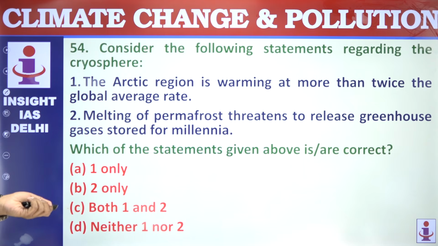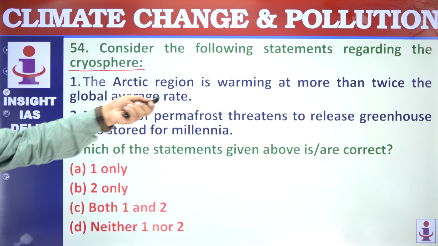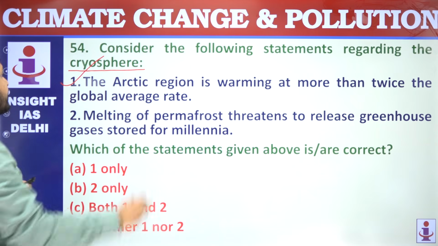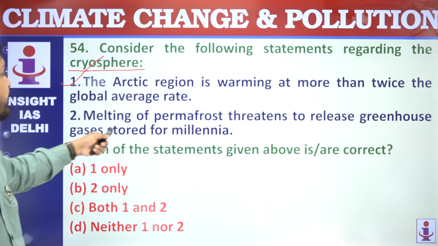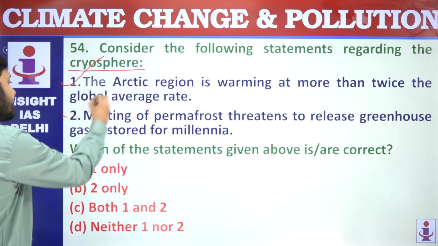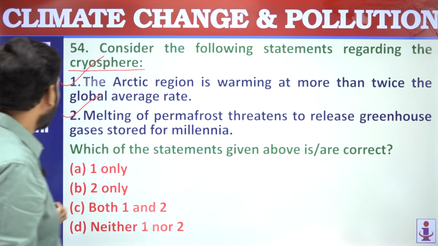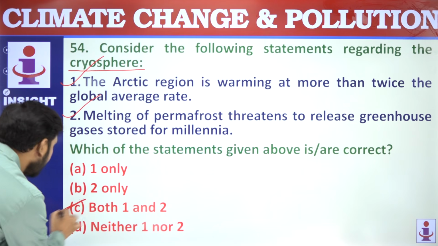Next one, consider the following statements regarding the cryosphere. Okay, so the Arctic region is warming at more than twice the global average rate. This is what I have discussed earlier, right? This is the right one. Melting of permafrost threatens to release the greenhouse gases stored for millennia. This is also right. Earlier I have discussed, right? Both methane and carbon dioxide, whatever is stored, will start releasing because of the melting of ice caps, right? So 1 and 2 are correct and they are asking the correct one. So in C we have both 1 and 2.